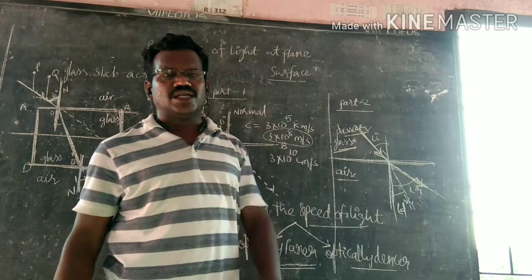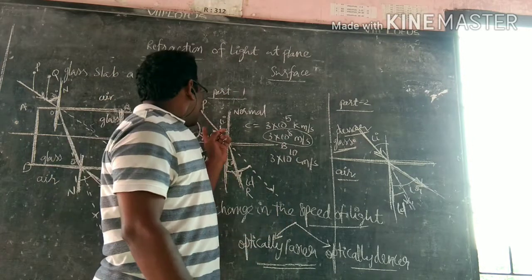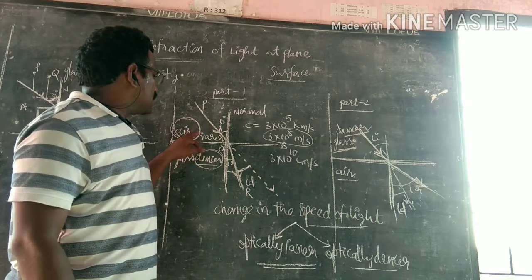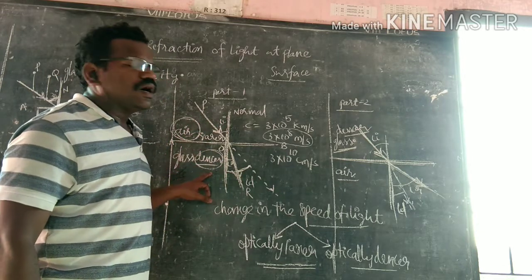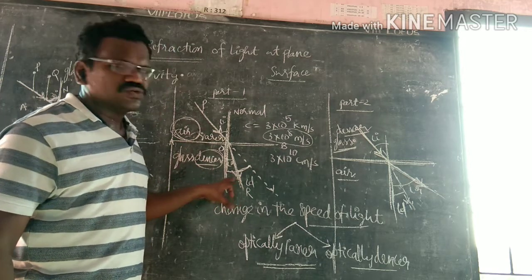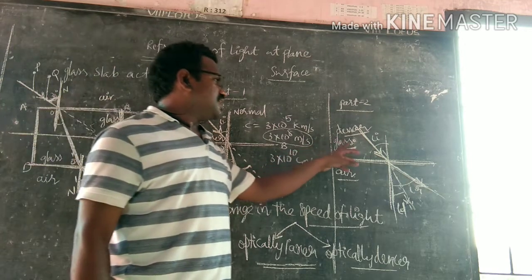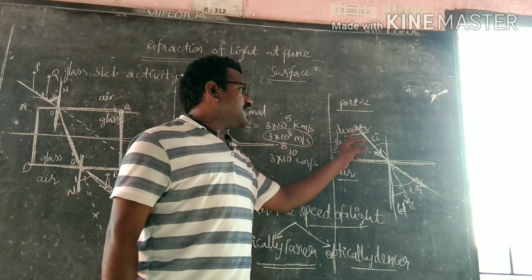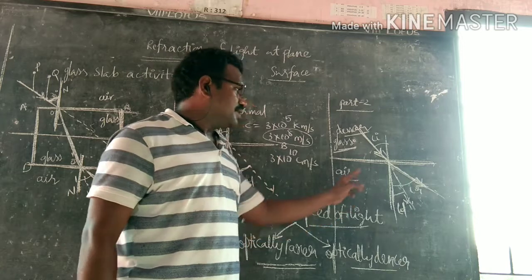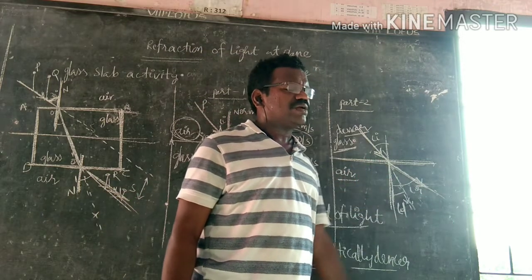Here we learn two laws. First law, rarer to denser: if a light ray travels from optically rarer medium to optically denser medium, it deviates towards the normal. If the light ray travels from optically denser medium to optically rarer medium, it deviates away from the normal.